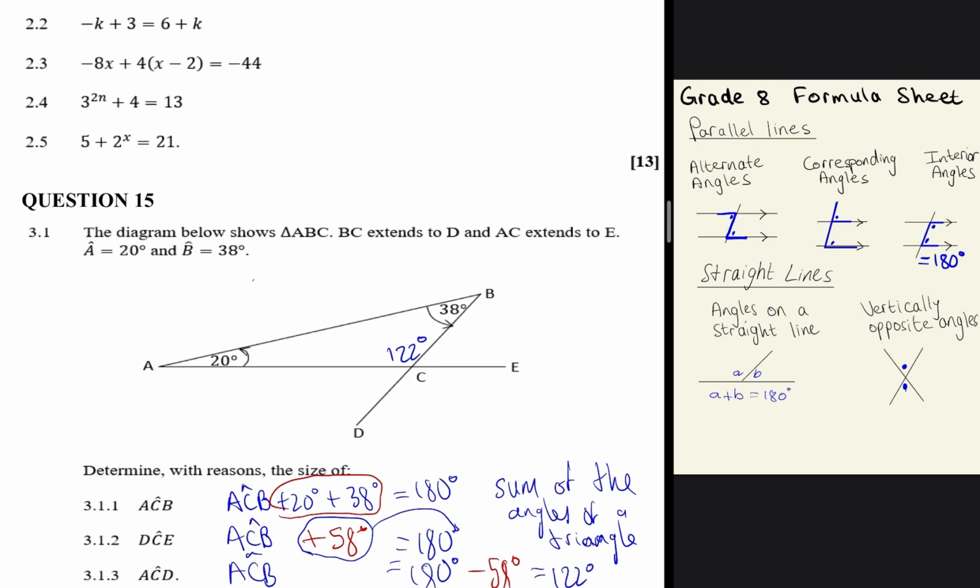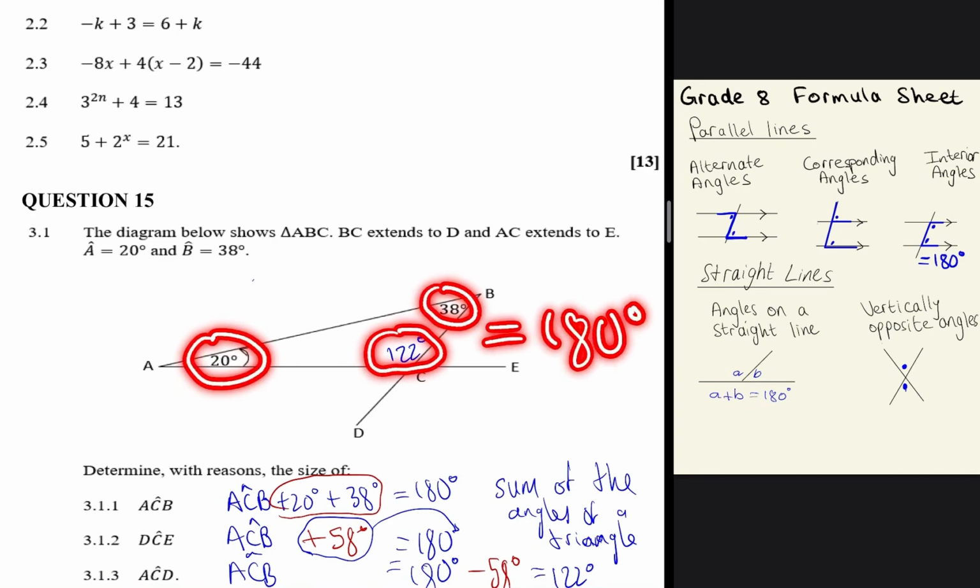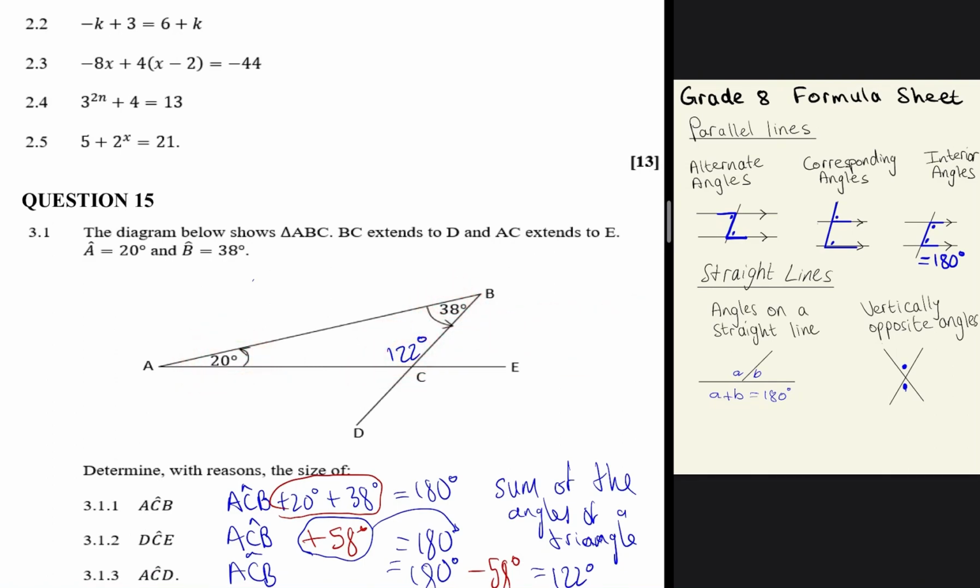Let's just do a test. Remember, the inside angles of the triangle all equal 180 degrees, so let's see if it is indeed the case. If you calculate the 20 degrees plus 38 degrees plus 122 degrees, that should equal 180. If that's right, then you know this answer here is correct.